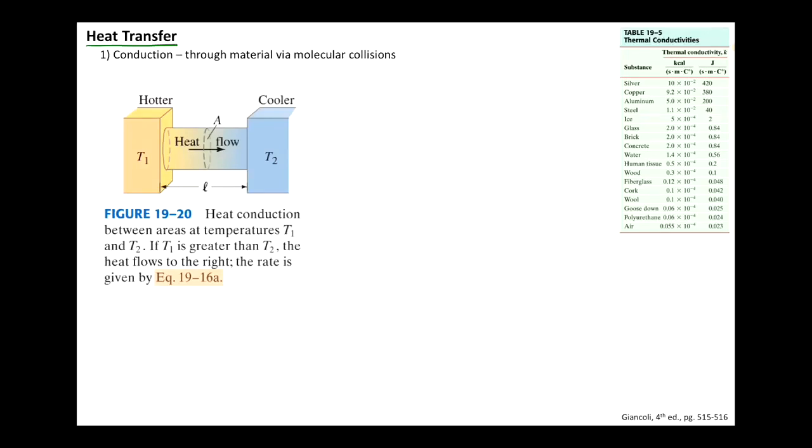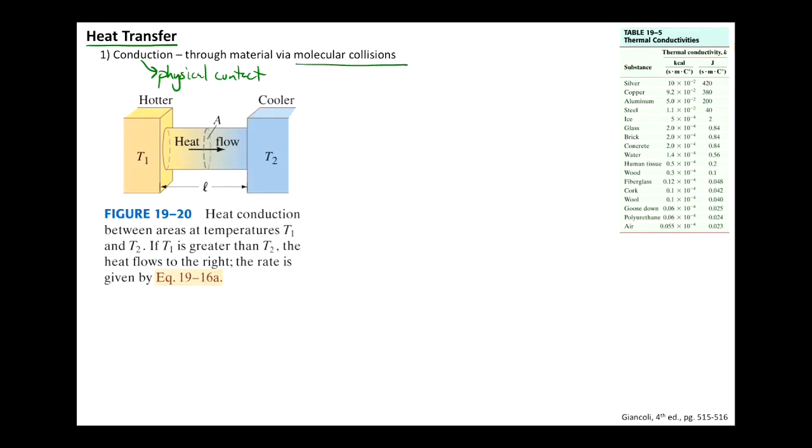So first of all, we've got the idea of conduction. Conduction requires some physical contact, and it's literally transferring heat between substances because of collisions. There's actual physical collisions, and one molecule hits another molecule and gives up some energy to the other one through physical contact and through molecular collisions.